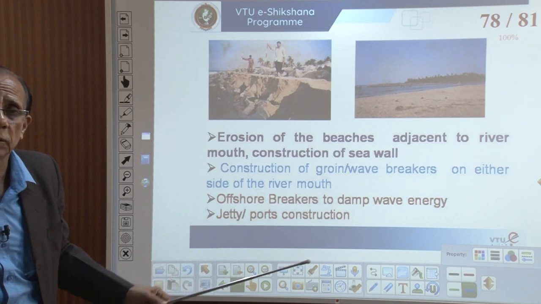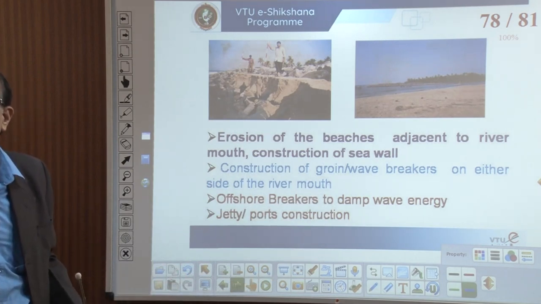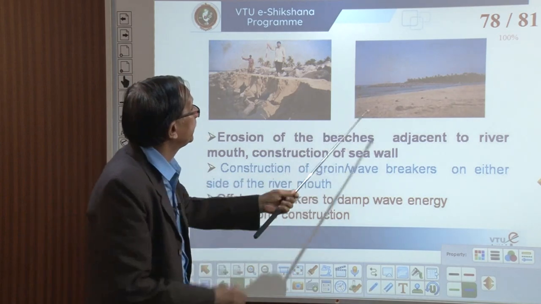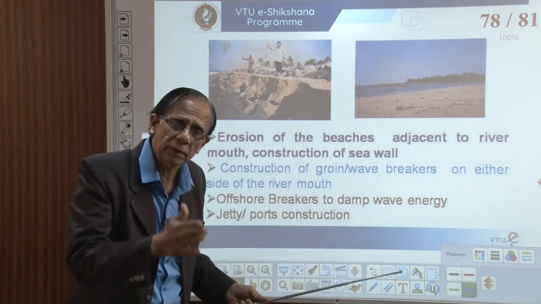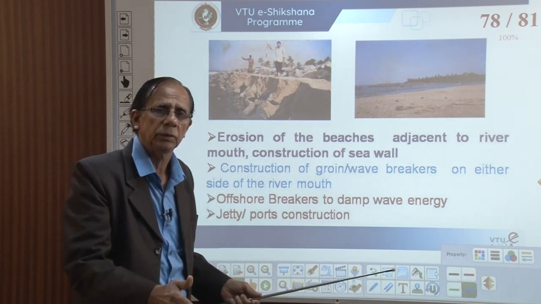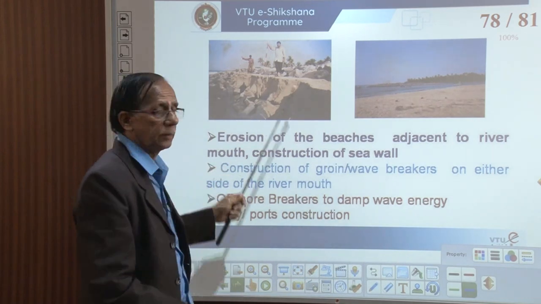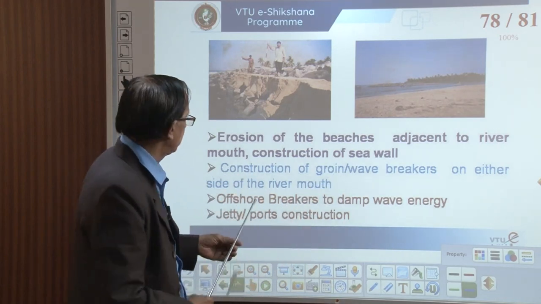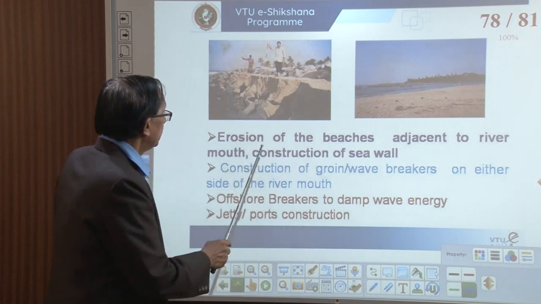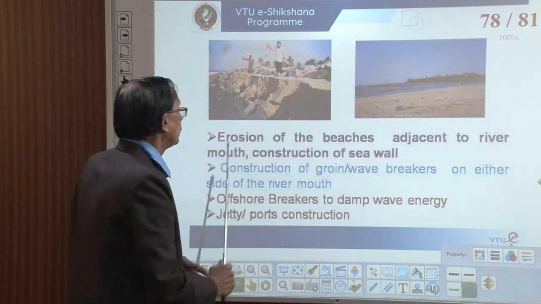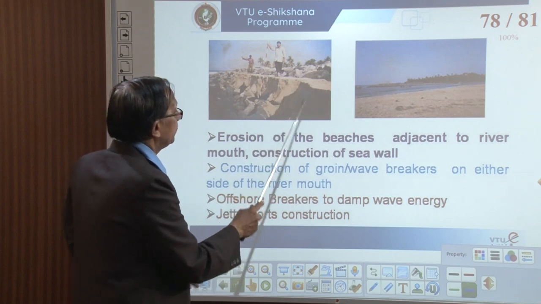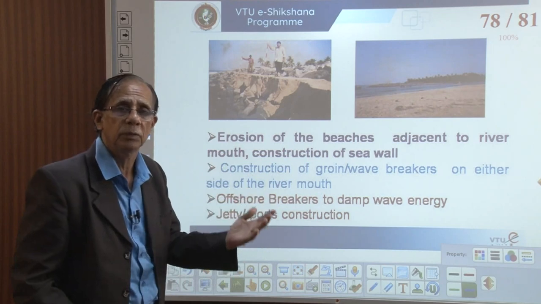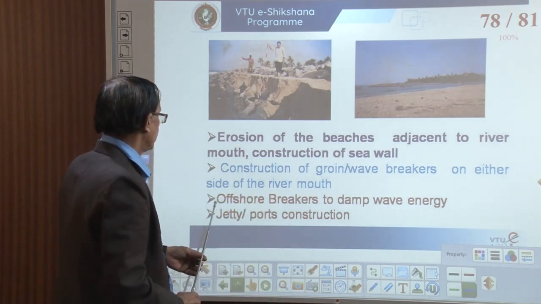The other side we have constructed, that is not a permanent solution. Therefore, at one point we have to protect the spit growth, check the spit growth. On the other side we have to construct it. Then only our structure becomes more stable, otherwise the erosion like this. Erosion of the beach is adjacent to the river mouth. Construction of a seawall does not serve the purpose unless we also protect the spit and check the spit growth.